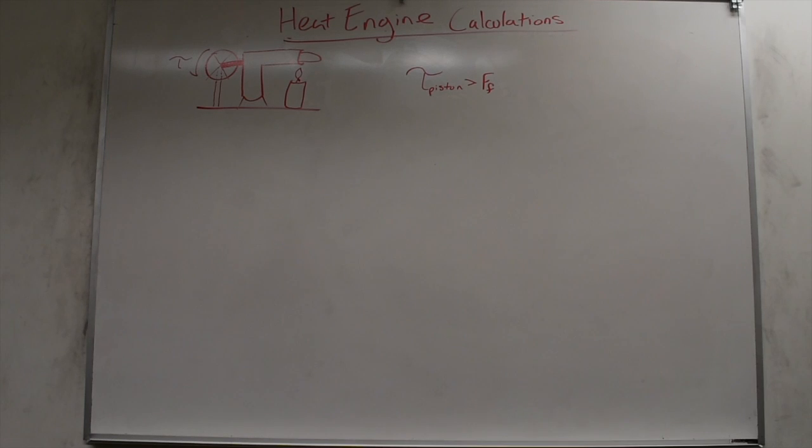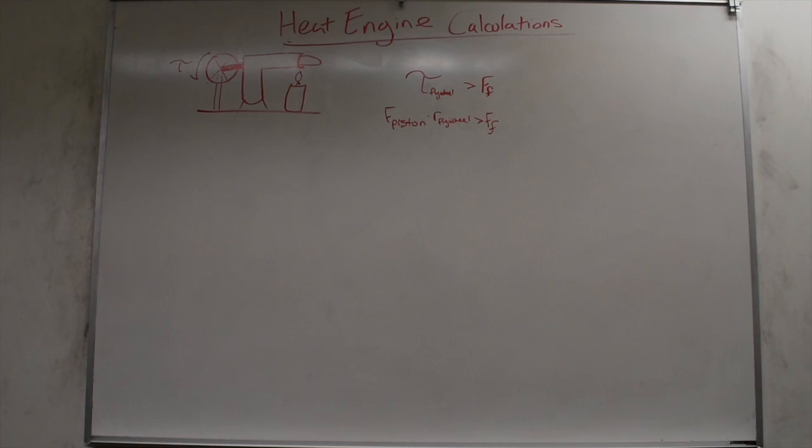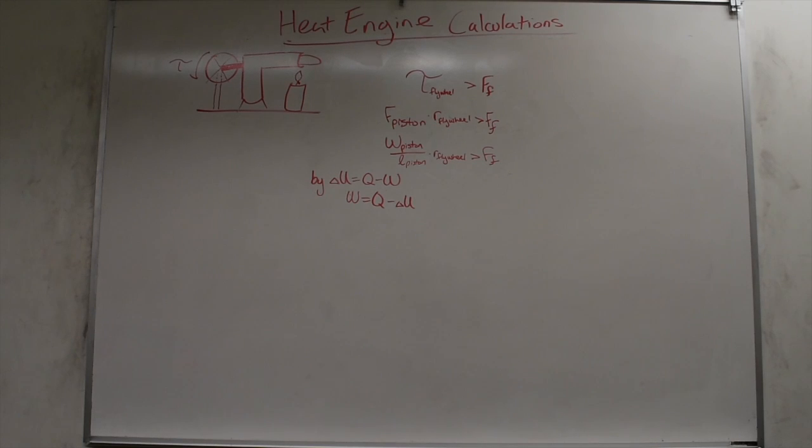Our goal was to determine whether the torque produced by the flywheel can exceed the inertia of the car. The torque can be written as force times the radius of rotation, which can be further broken down as the work done by the piston over its length. Using the first law of thermodynamics, we can write the work as Q minus delta U. Using the respective formulas for Q and delta U, we get the following final inequality.